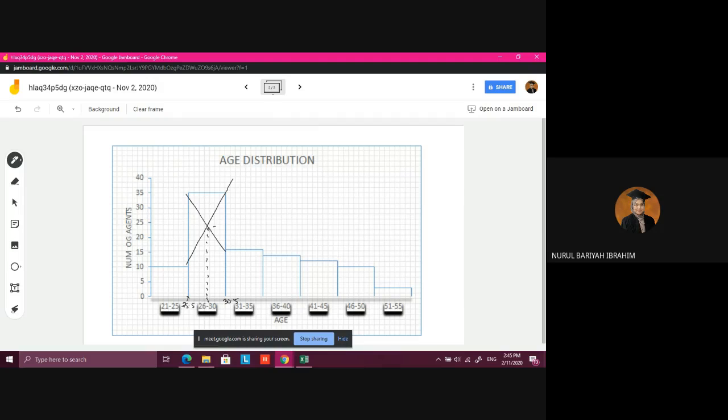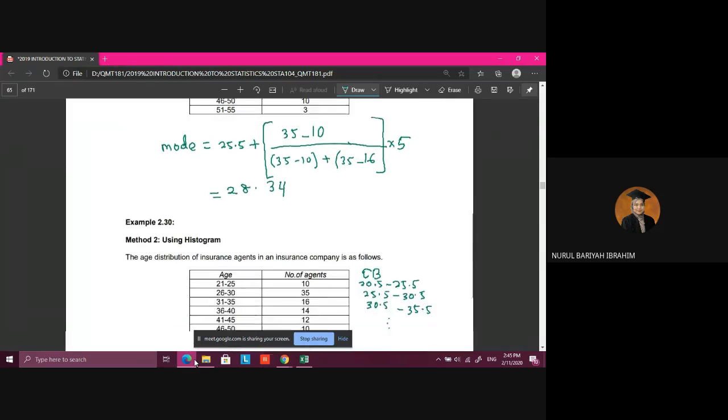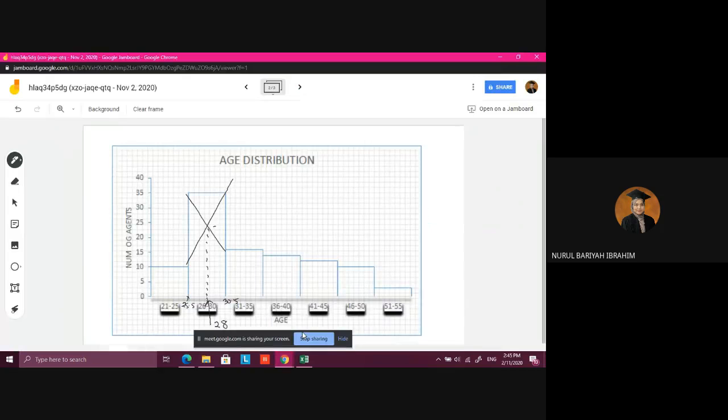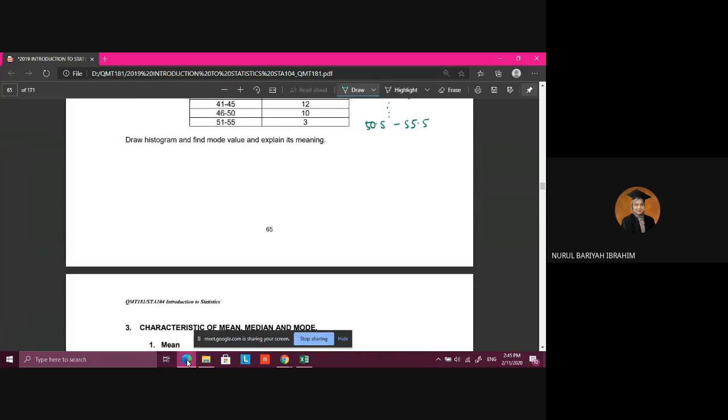So here the value here will be 20 if we use the histogram. Macam tadi berapa jawapan tadi? Tadi kalau guna 28.34. So dia tak banyak lah, sama lah. Okay, gunakan histogram pun jawapannya nanti. Okay, so you boleh interpret macam biasa. Most of the variable is berapa? Most of the insurance agent age of the insurance company is 28 years old. Okay, that is the way how to interpret.